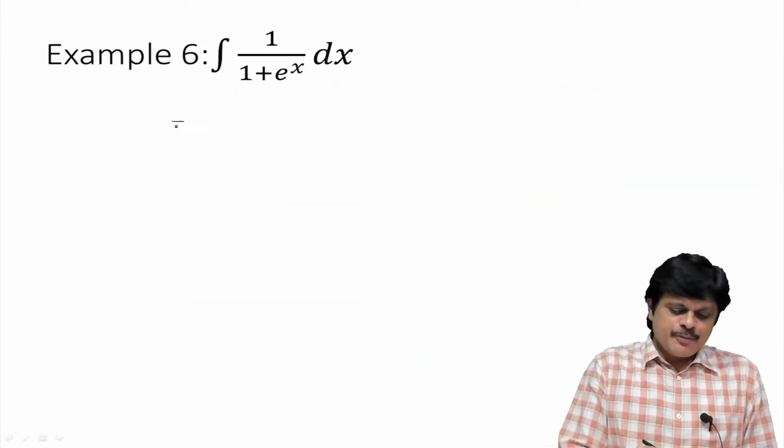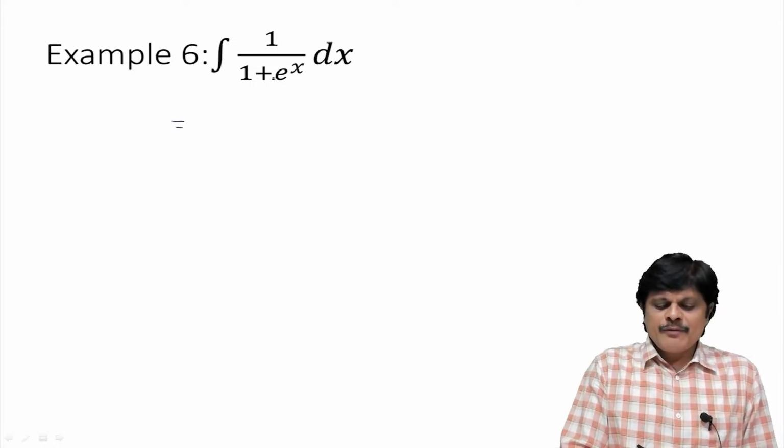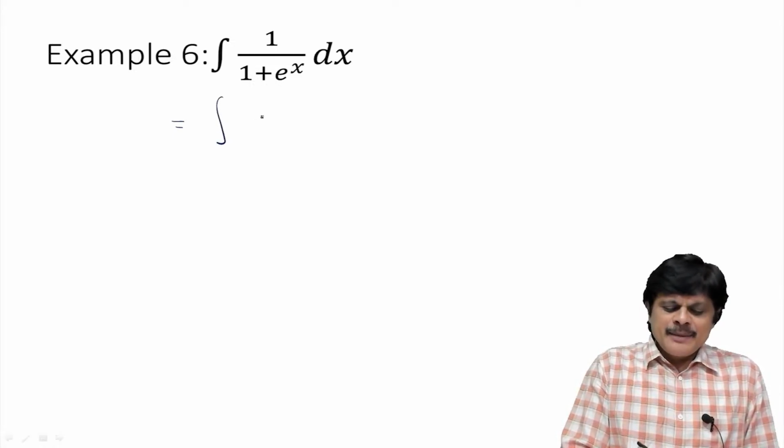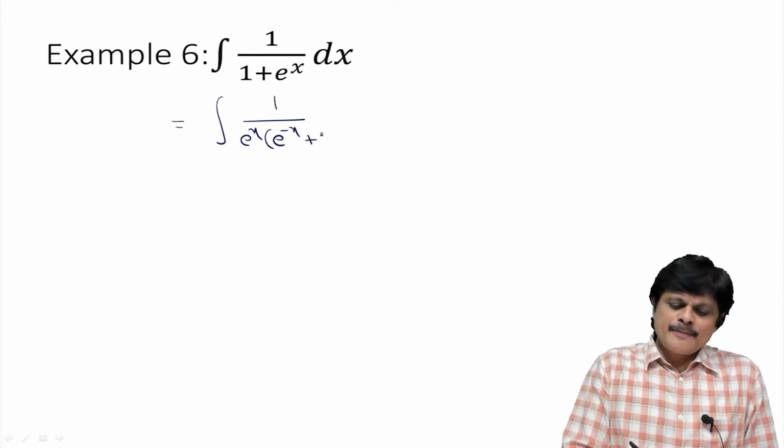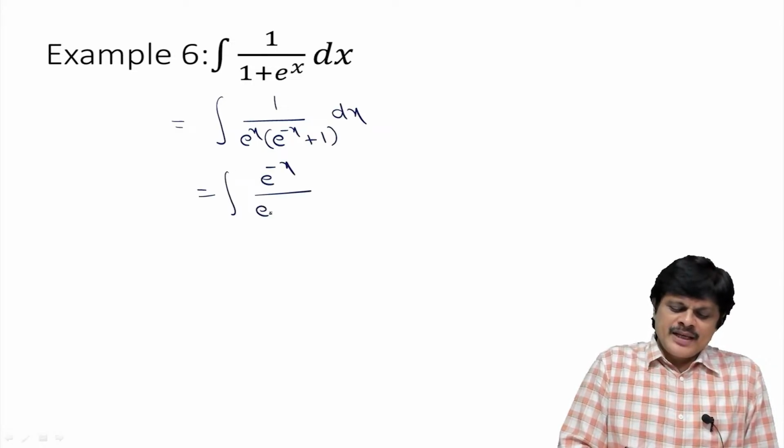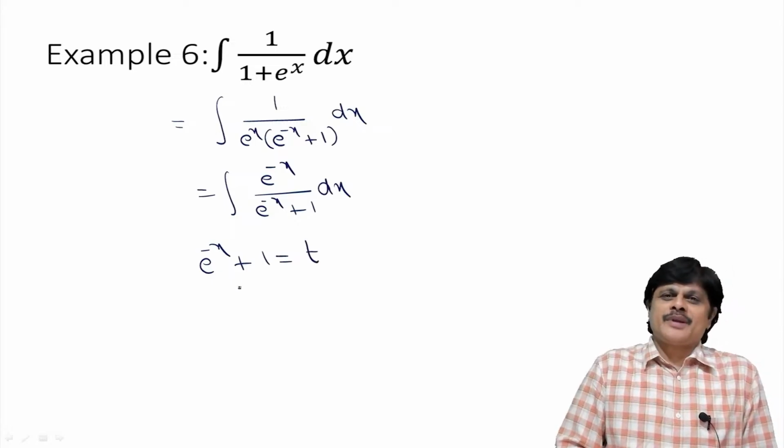Let us take the next problem. Here it is 1 by 1 plus e power x. What we can do is take e power x common, so that it becomes e power minus x by e power minus x plus 1 dx. Now you put e power minus x plus 1 equal to t. Now the derivative of the denominator becomes the numerator.